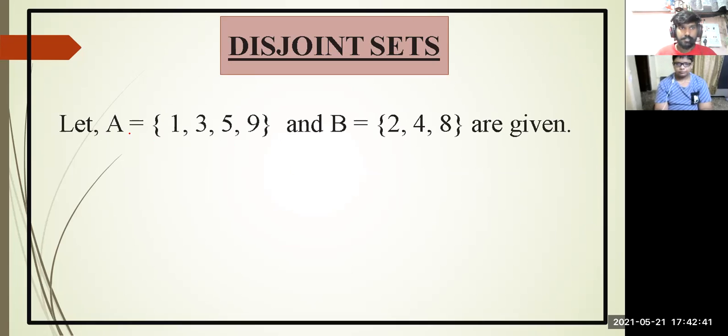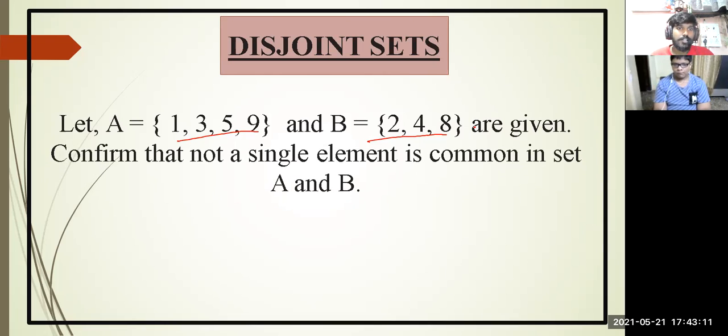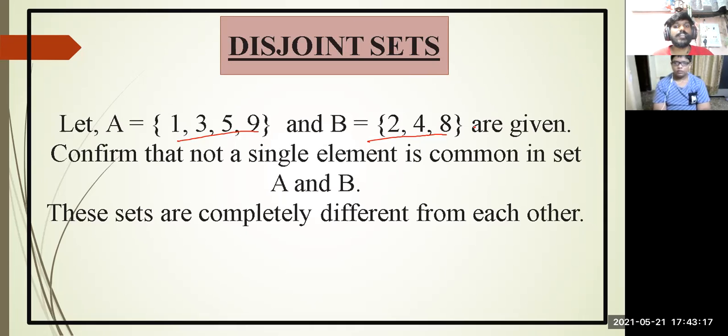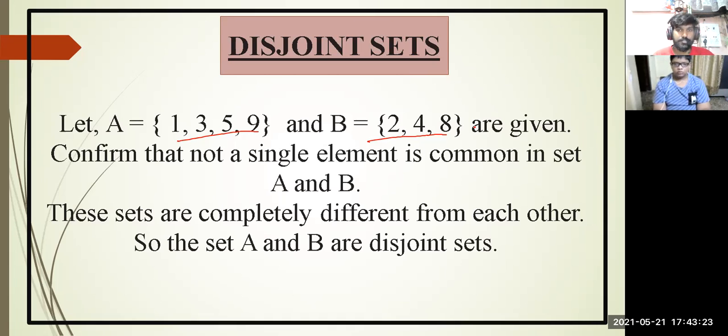If you look at this example, A is 1, 3, 5, 9 and B is 2, 4, 8. Is there anything common in them? No, there is nothing common. So they are disjoint. They are not joining each other, while in intersection they are joining. So this set is the same as its name, disjoint. Not a single element is common in set A and B. They are completely different from each other. So A and B are disjoint sets.